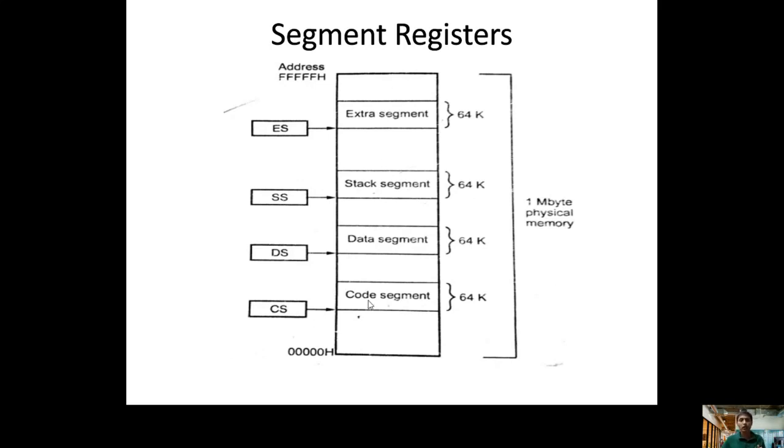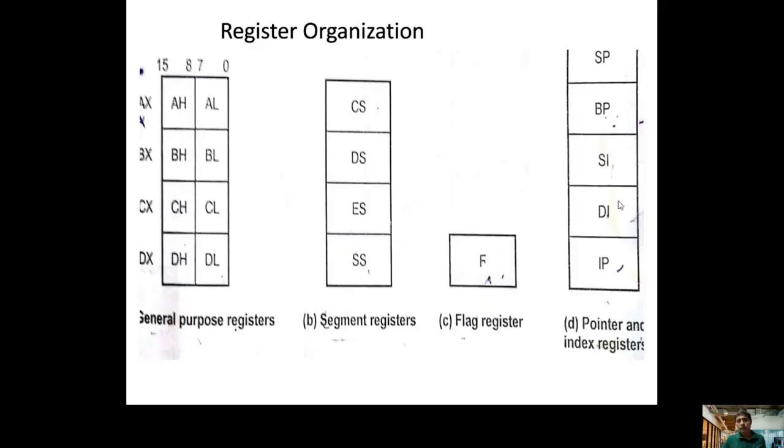How many segment memories do we have? Code segment. Because of the code segment register, we have code segment memory. Size is 64 kilobytes. Data segment memory, stack segment memory, and extra segment memory. So these 4 are called segment registers. Let us see the flag register. We'll discuss it later.